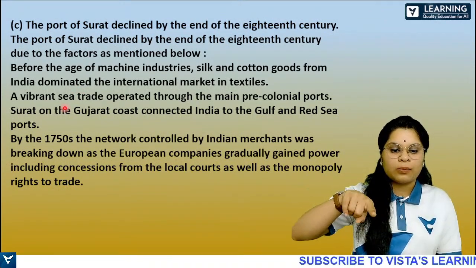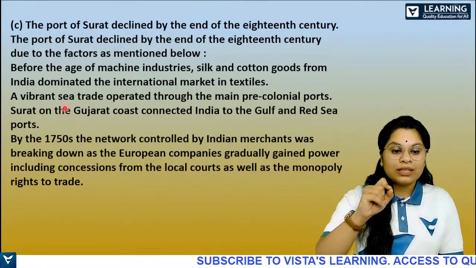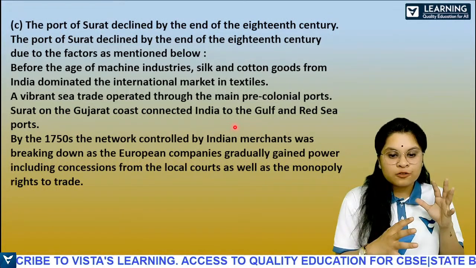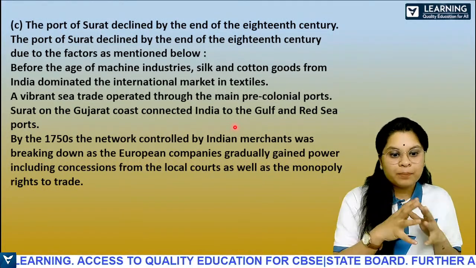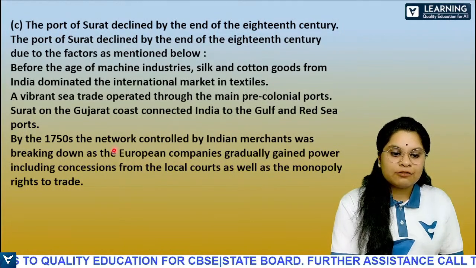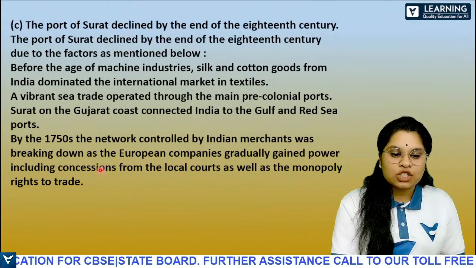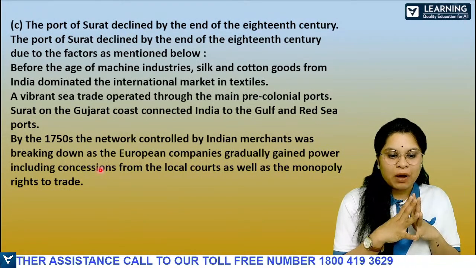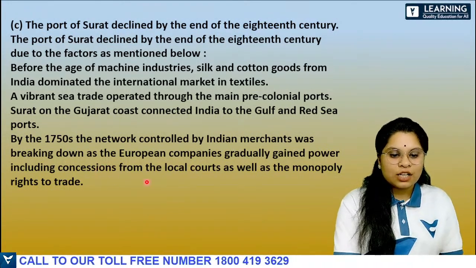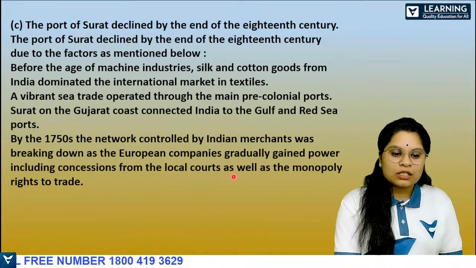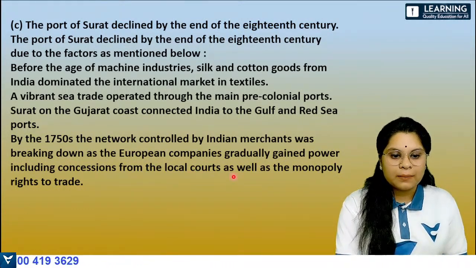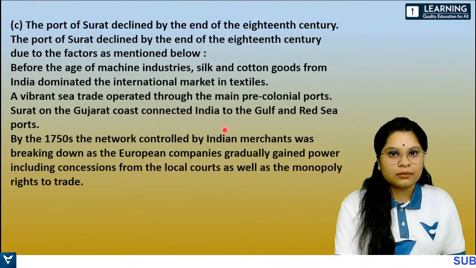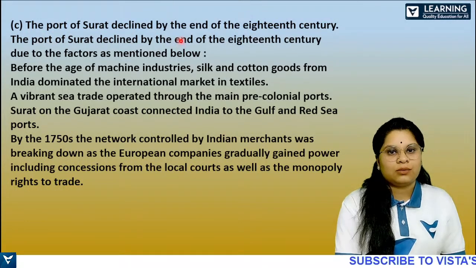So the vibrant sea route operated through the main pre-colonial ports. Surat on the Gujarat coast connected India to the Gulf and the Red Sea ports. So by the 1750s, the network controlled by the Indian merchants was breaking down as the European companies gradually gained power, including concessions from the local courts as well as monopoly rights to trade. Understood? So these many points you will have to write when they ask you this question.